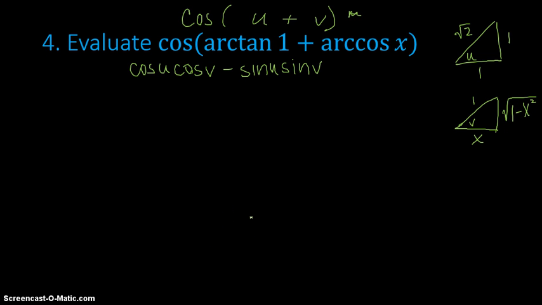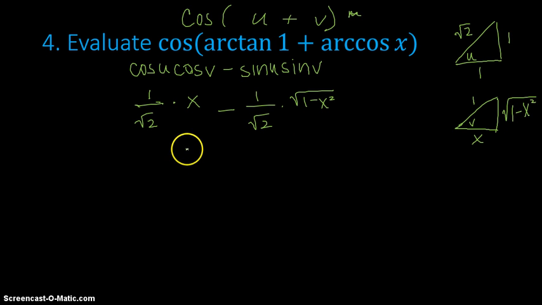Don't need to simplify that anymore, I can't anyways, but this is where I'm going. So cosine of u is 1 over radical 2. Cosine of v is x, or x over 1, whichever way you want to write it. Sine of u is 1 over radical 2. And sine of v is the square root of 1 minus x squared. And again, just like the first one, you could put both of those over 1. You do not have to.